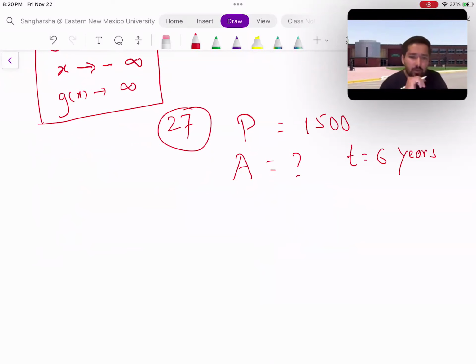Okay, hold on, let me read it one more time. Initial deposit is 1,500. Find the total amount in the bank account after t years. Okay, for 27, our t is 4, not 6.